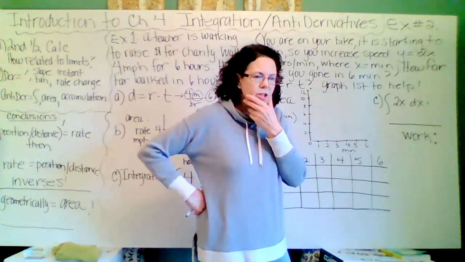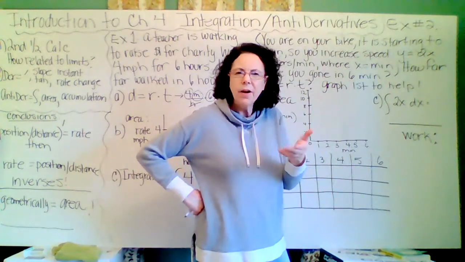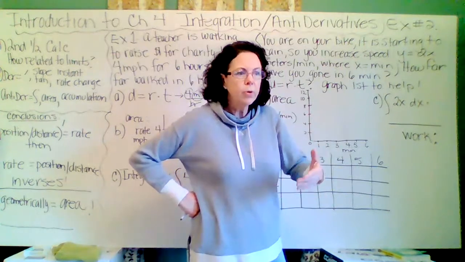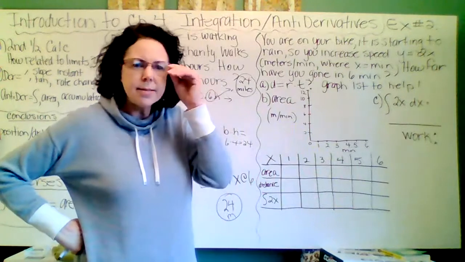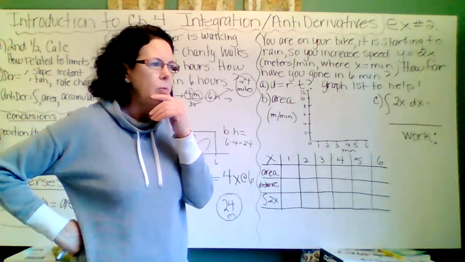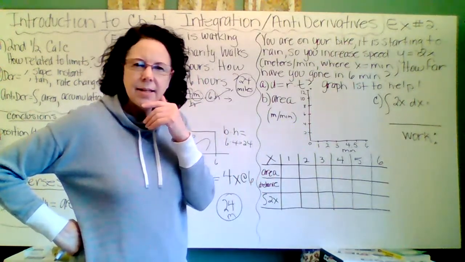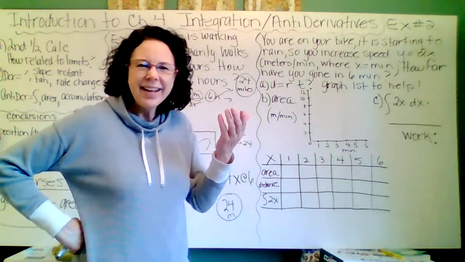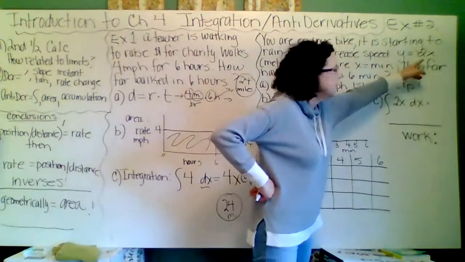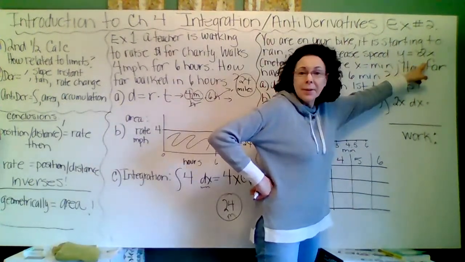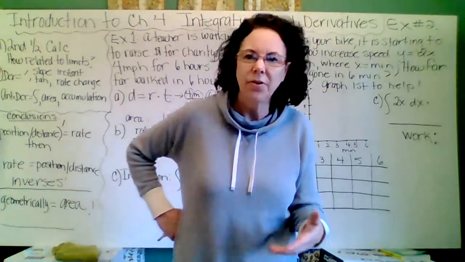So the question is how far did you get when your speed was changing? Even though it was changing constantly, isn't that kind of weird that we can't really say how fast you were going just because it wasn't constant the whole time? It was just constantly changing. So how do we figure this out?